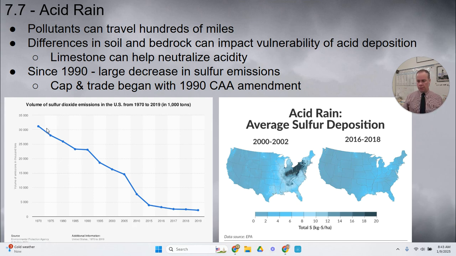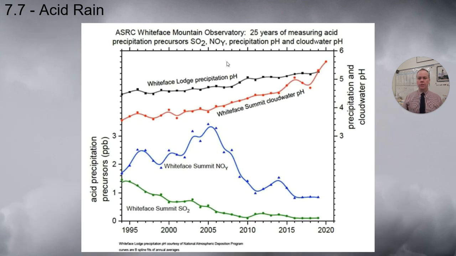We can see here after the Clean Air Act was enacted, there was a decline in sulfur emissions up to 1990, but after the cap and trade amendments to the Clean Air Act, we see a really drastic decrease in sulfur emissions. So they've been cut quite a bit. And if we look at acid deposition over the last 20 years or so, this is the total sulfur deposited, we can see that this reduction in sulfur emissions has resulted in a reduction in sulfur deposition quite significantly in the United States.